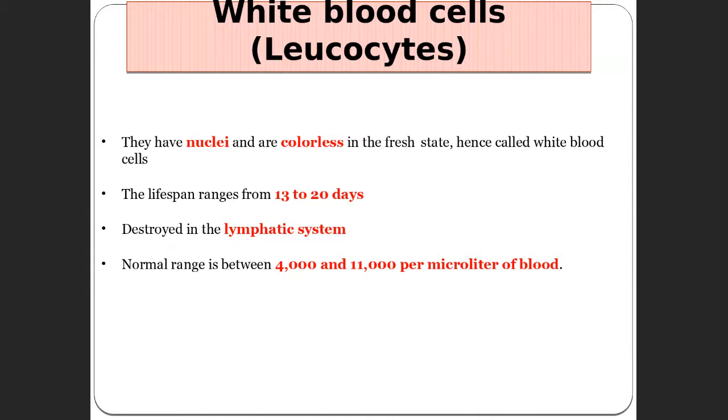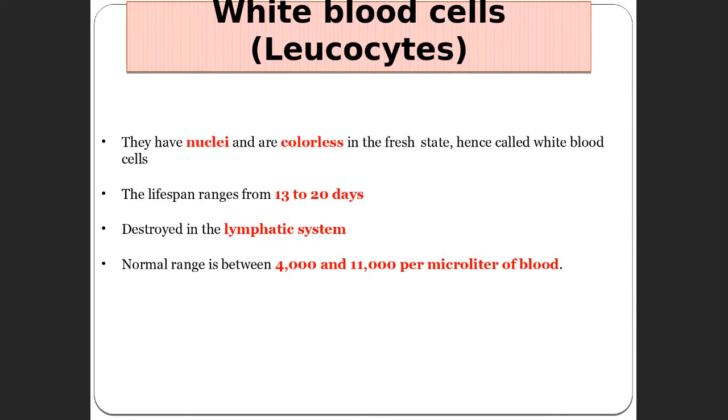Next, white blood cells are also called leukocytes. They have nuclei and they are colorless. For red blood cells, one thing you have to remember: a decrease in RBCs usually leads to anemia, and an increase in RBCs usually causes polycythemia. That much idea you should have.